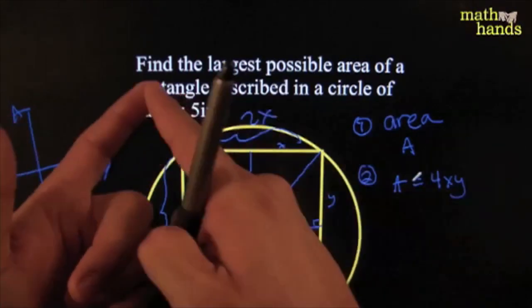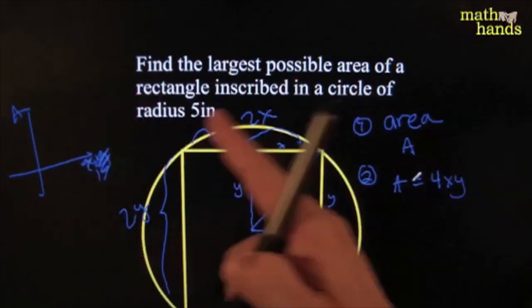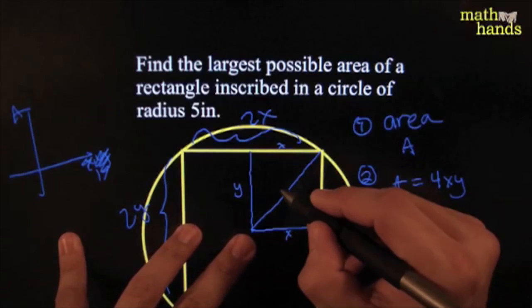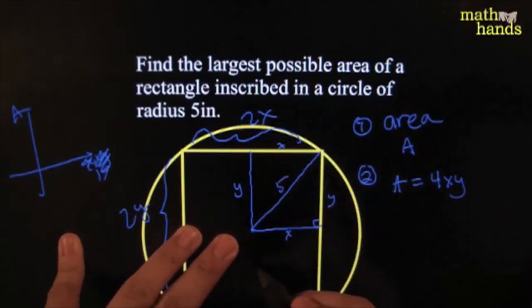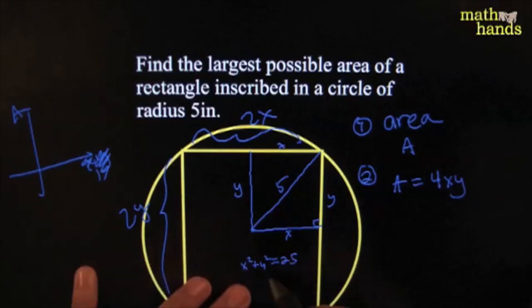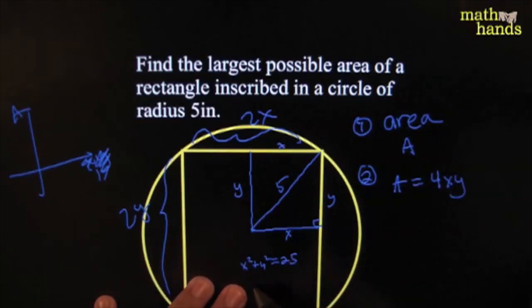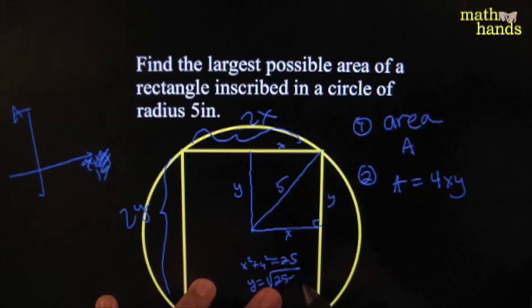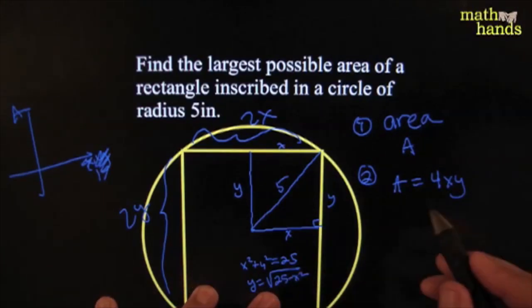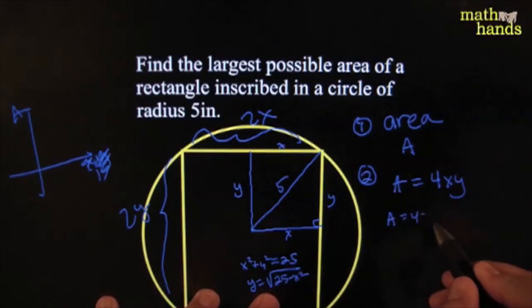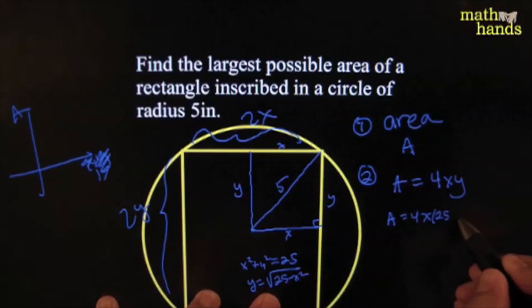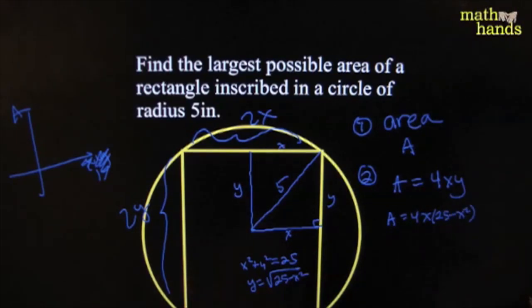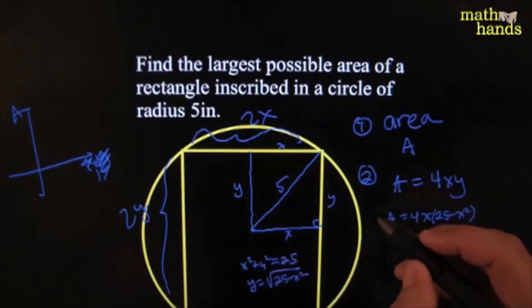There's always hints inside the problem that tell you how to do that. This one tells me that the radius is 5. So this is 5. This is Y. Here's the hint. X squared plus Y squared is equal to 25 by Pythagoras. So therefore, Y must be equal to the square root of 25 minus X squared, just by using Pythagoras. So my area is equal to 4 times X times the square root of 25 minus X squared. Told you. That's the third step.